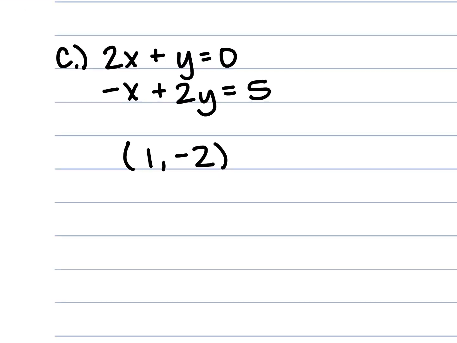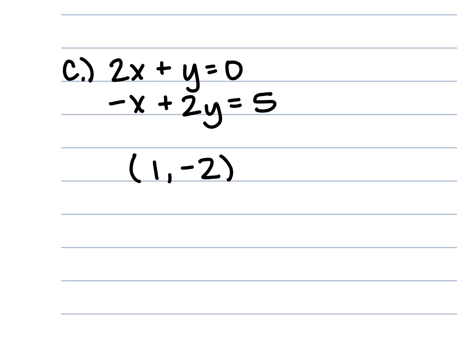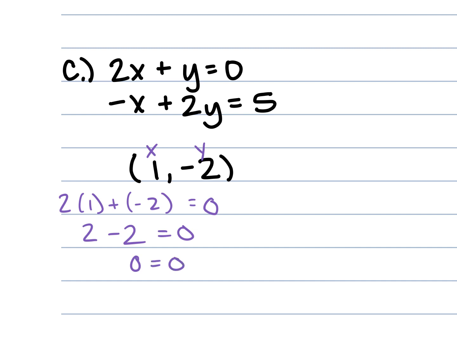All right, let's look at C. Which number is my x? 1, and what's y? Negative 2. So let's plug them in. I have 2 times 1 plus negative 2 is equal to 0. So 2 times 1 is? 2. So this is like saying 2 minus 2. What's 2 minus 2? 0. Does 0 equal 0? Yes. So it works in the first equation.